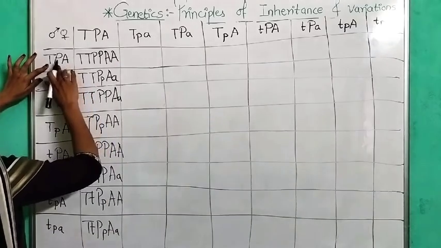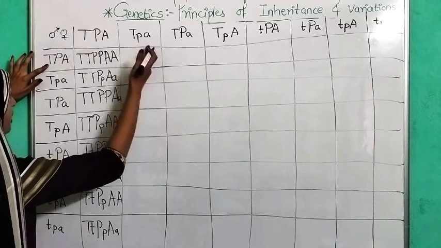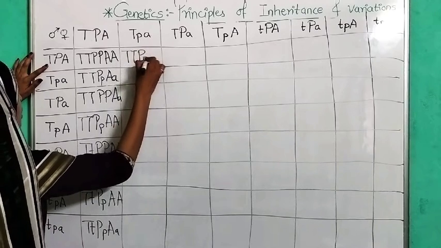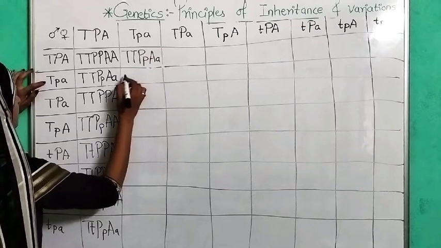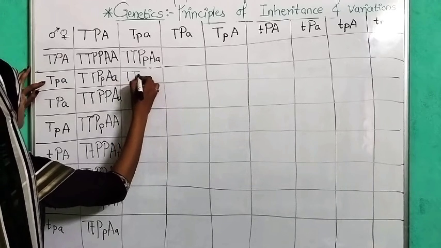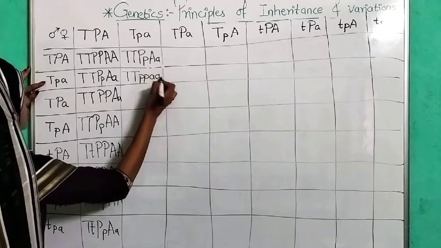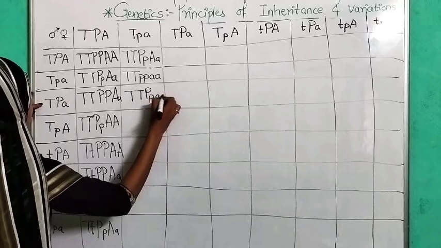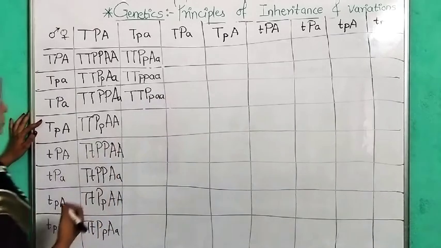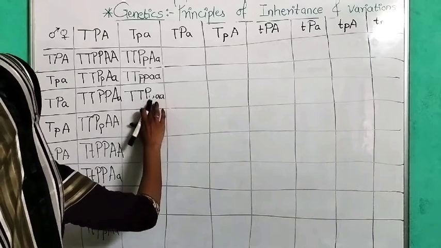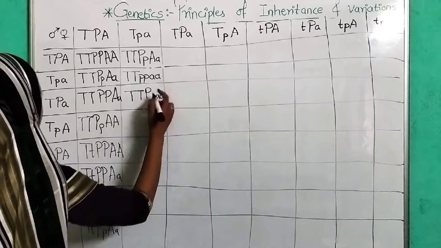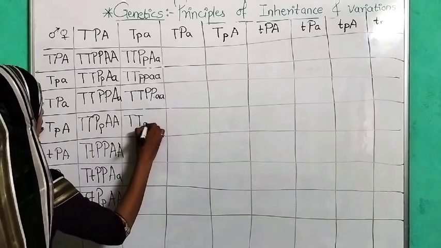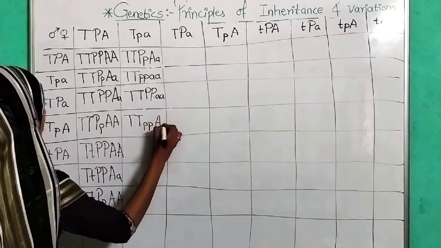Again, we are going to cross this male parent with the female parent. Capital T capital T, capital P small p, capital A small a. Again, capital T capital T, capital P small p, small a small a. Capital T capital T, capital P small p, small a small a. Here it is capital P. Capital T, small p, capital A, small a.